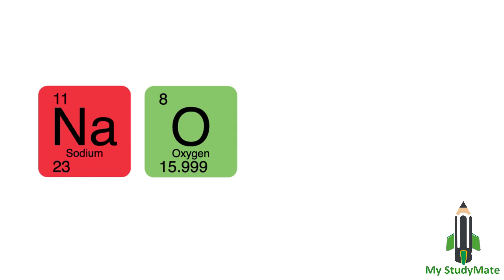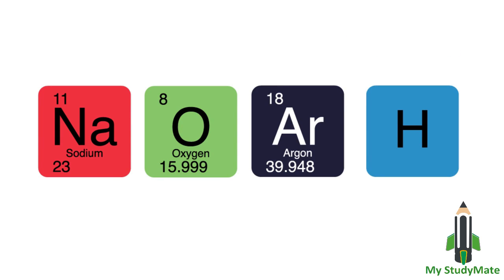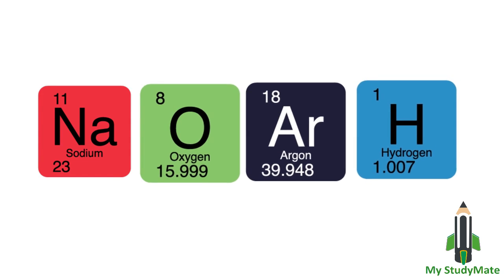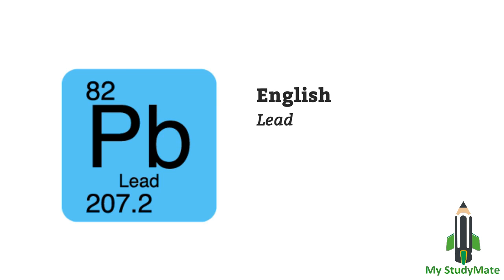Each element has a different symbol such as Na, O and Ar. What element is represented by the symbol H? H represents hydrogen. Most of the elements have symbols that start with the same letter as their name. The exceptions are often symbolized by a name derived from another language, like Pb for lead. This is because in Latin, lead is known as plumbum.